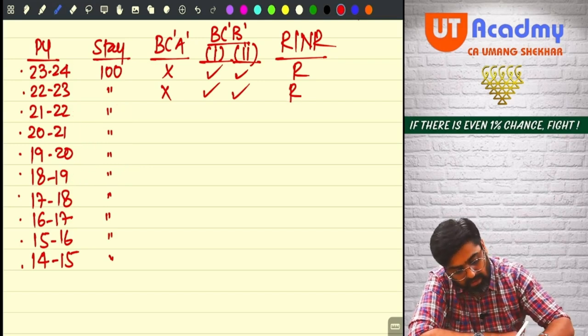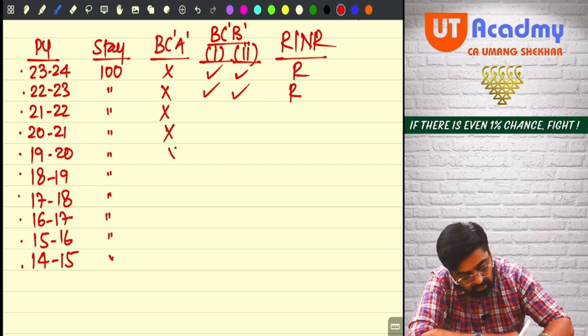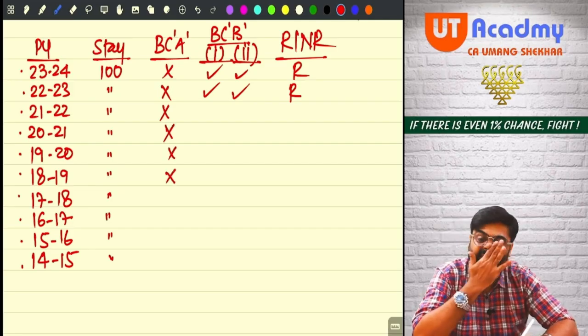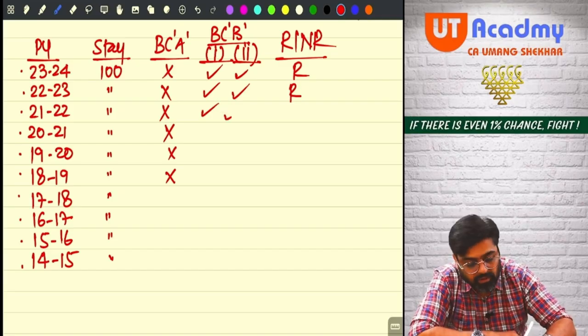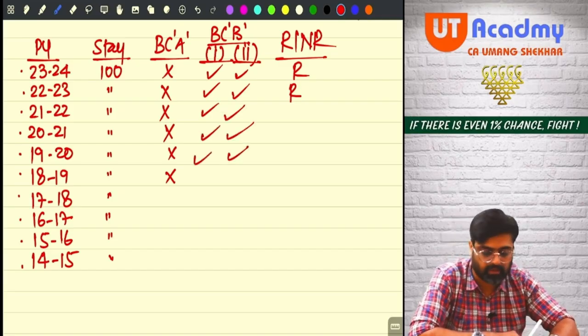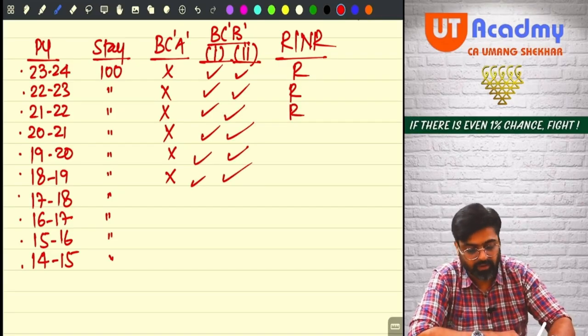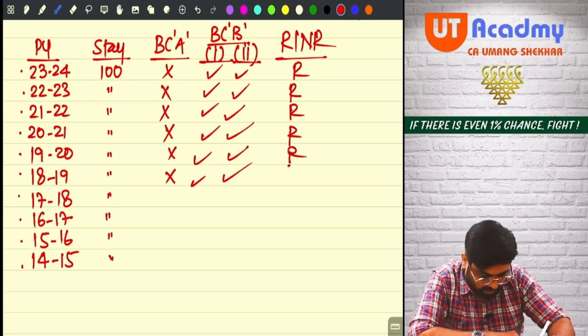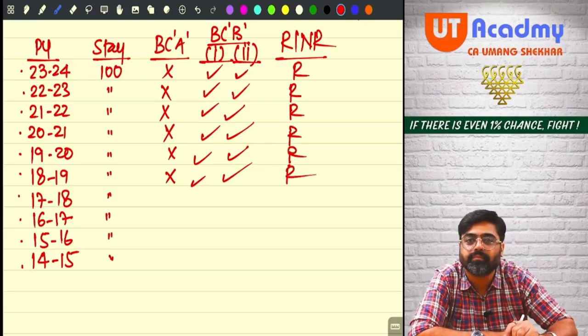Likewise, every year, this not satisfied. Everyone understanding? This satisfied, this satisfied, this satisfied. Resident, resident, resident, every year.